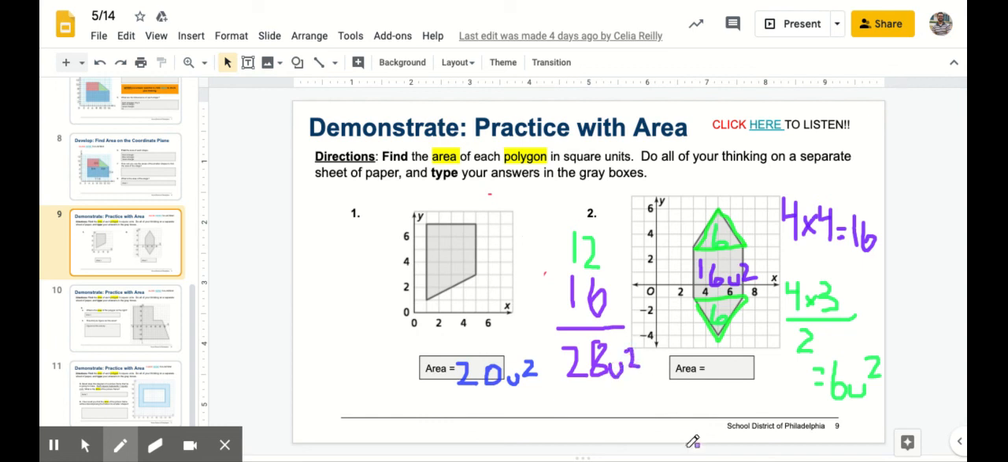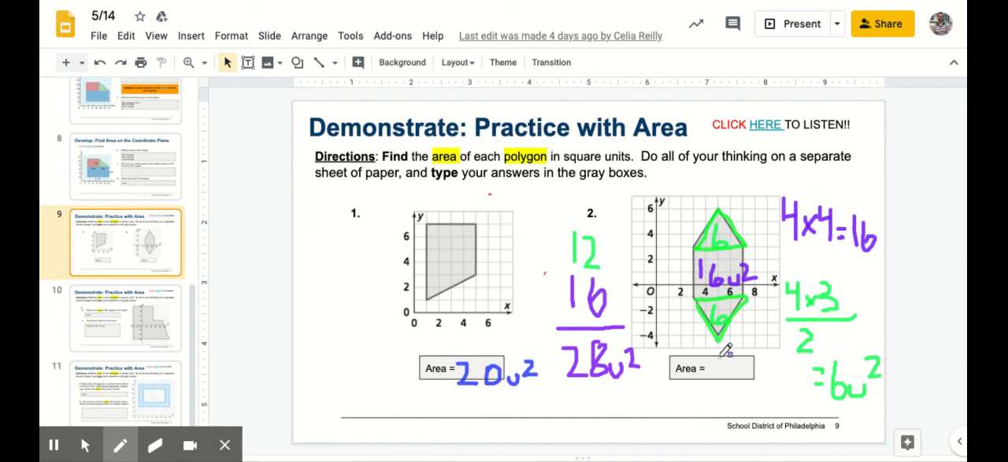So again, to quickly talk through this one, this shape was a little bit odder, right? It had 2 points at the end, but I could break it up into 2 triangles and 1 square. So I found the area of the square first. I did 4 times 4 and got 16. Then I looked at this triangle and found the base, which was 4, and the height, which was 3. And I know because I'm finding the area of a triangle that I have to multiply by 1/2 or divide by 2. So if I do 4 times 3, I get 12, and 12 divided by 2 is 6 units.